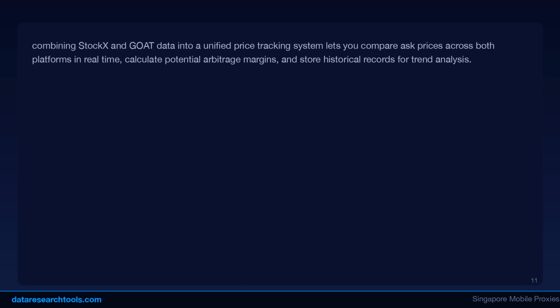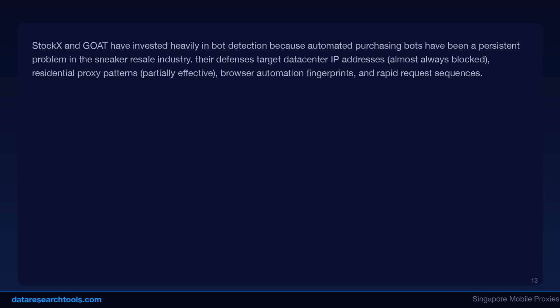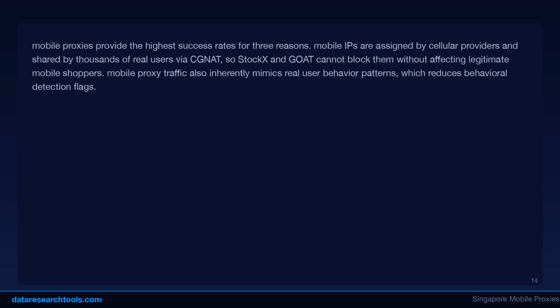For production use, the tracker runs on a schedule at regular intervals, re-querying both platforms and appending new data points to the historical record. StockX and GOAT have invested heavily in bot detection because automated purchasing bots have been a persistent problem in the sneaker resale industry. The defenses target data center IP addresses, almost always blocked; residential proxy patterns, partially effective; browser automation fingerprints; and rapid request sequences. Mobile proxies provide the highest success rates for three reasons.